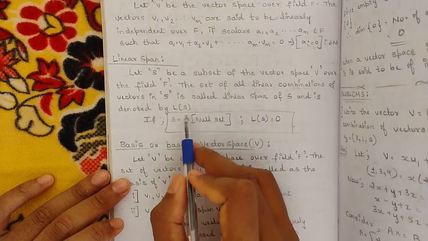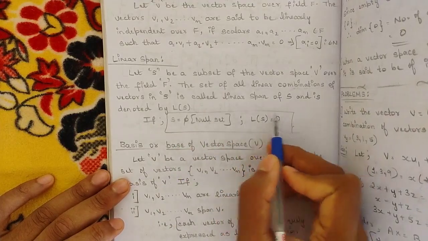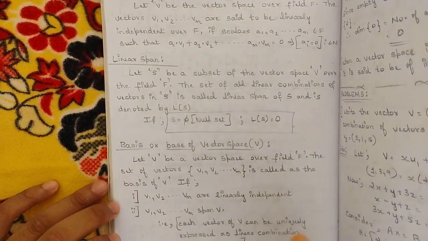If phi is a null set, then we can say that L of S is equal to 0. This is about linear span.